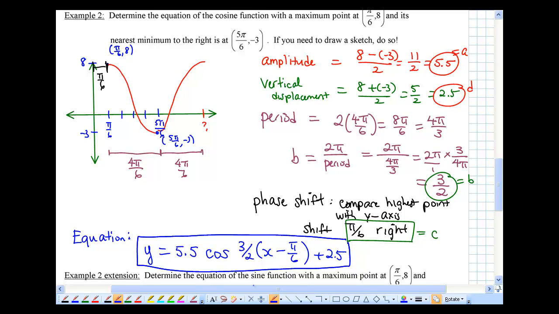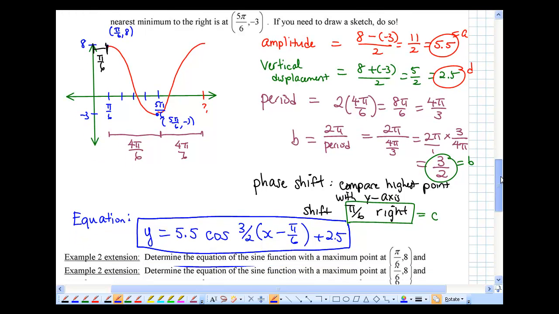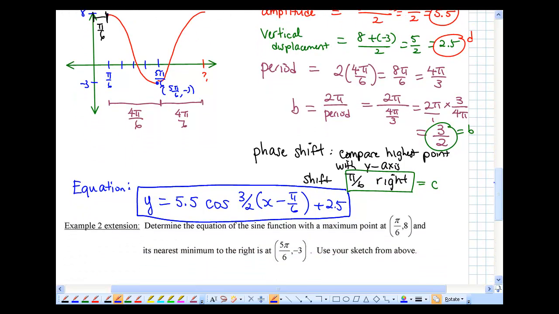Oh, what's this down here? An extension? Oh, well, similar. Just let me extend it a little bit. What happens if I changed it? If I said, hey, let's not use cos, let's use sine. How would you do sine?